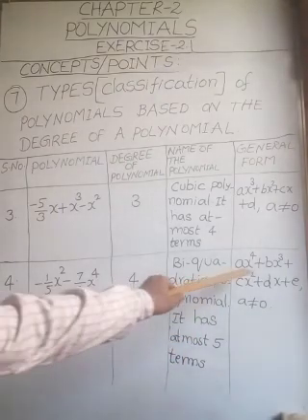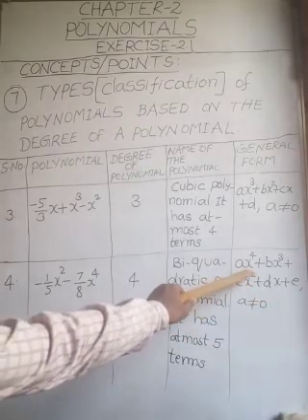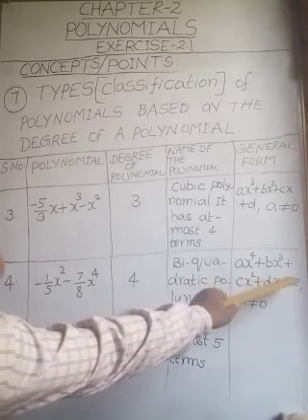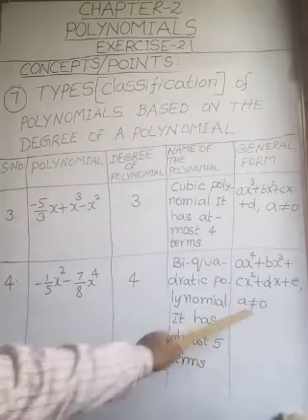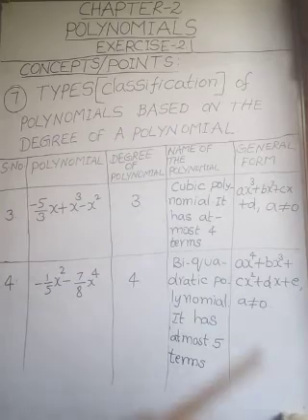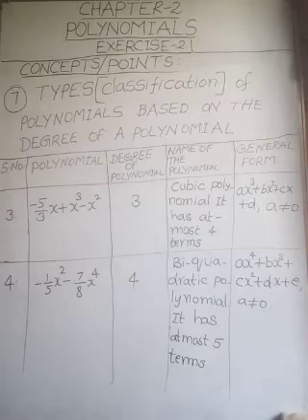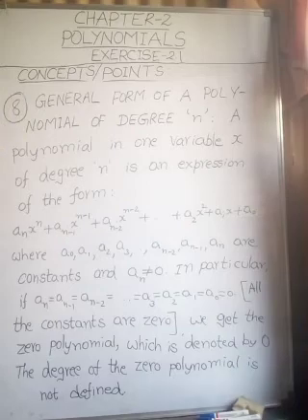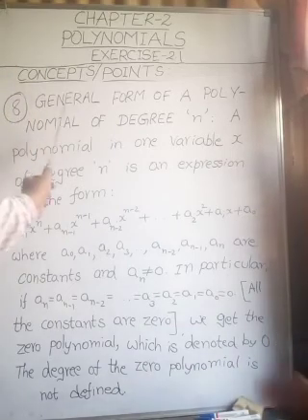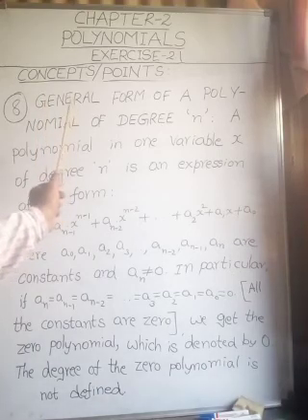Now come to the general form of a biquadratic polynomial: ax power 4 plus bx cube plus cx square plus dx plus e, where a is not equal to 0. This is the general form of a biquadratic polynomial. Is it clear, my dear children? Right. Now come to the next point, the 8th point. This is the last point and the last concept for exercise 2.1.